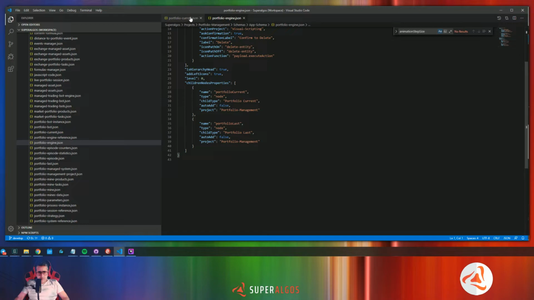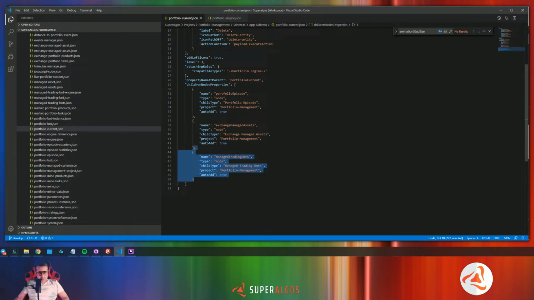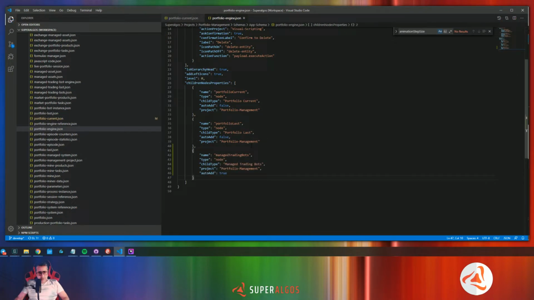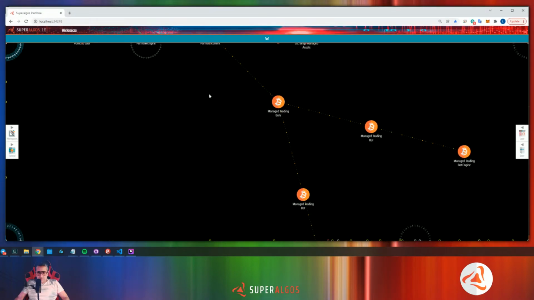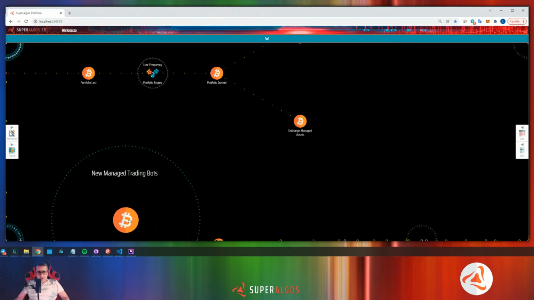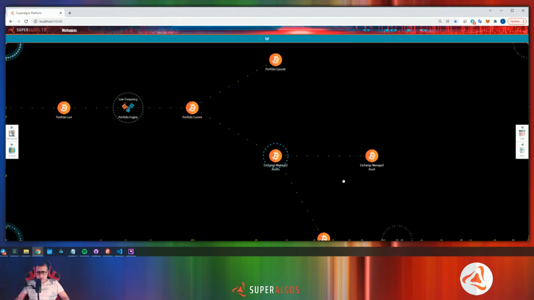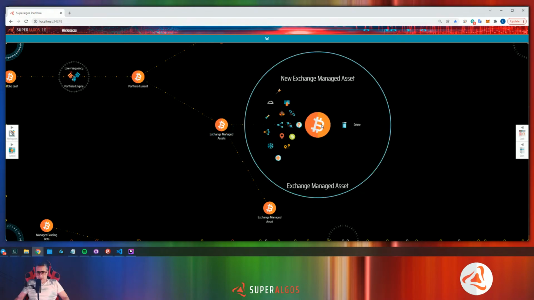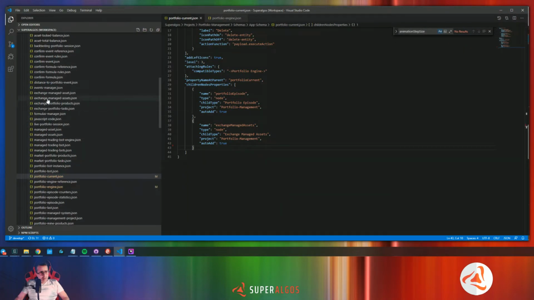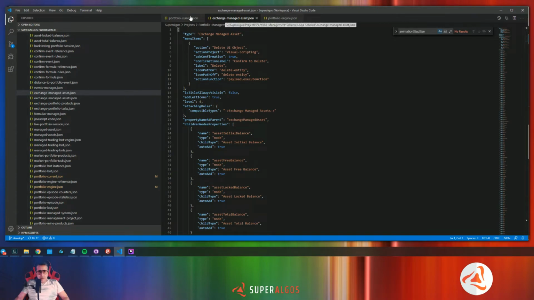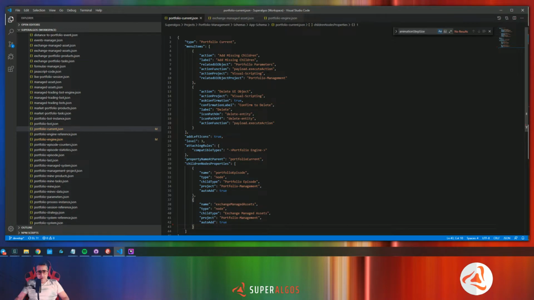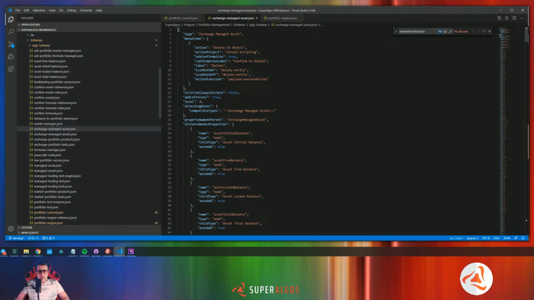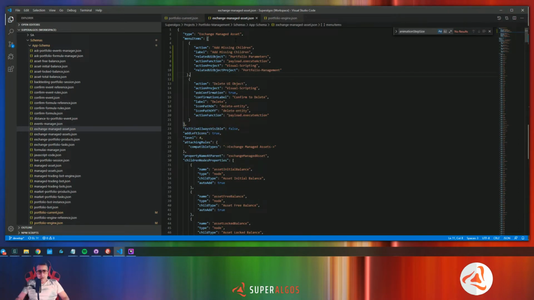Okay. So this guy should be a child of this guy. So we're going to disconnect this and put it there. Then we have this problem, that exchange manage asset does not have an add missing children. So exchange manage asset, we're going to put an add missing children.